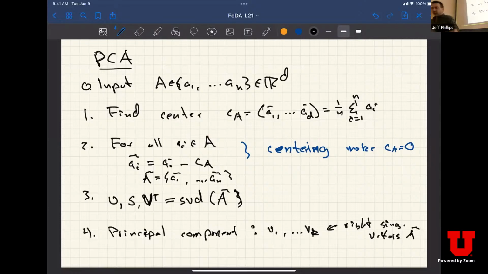Typically, if I do this, I also want to report C of A. You also want to report the center. You might want to keep track of this. It depends. If I just want to project onto a low dimensional subspace, I just need these. If I want to actually recover the points in D dimensions, I need the center to do it.